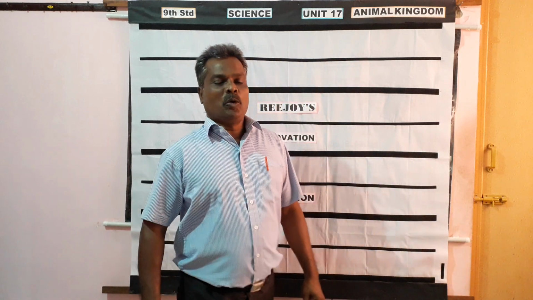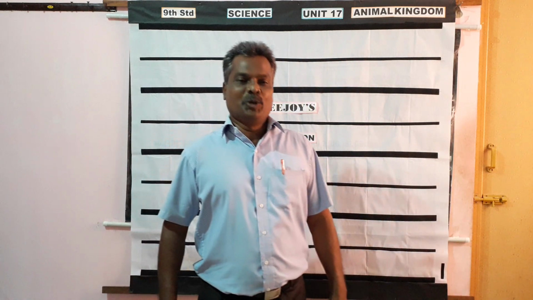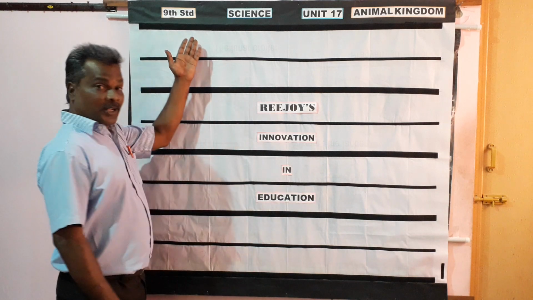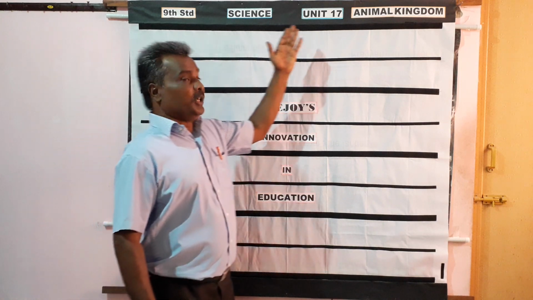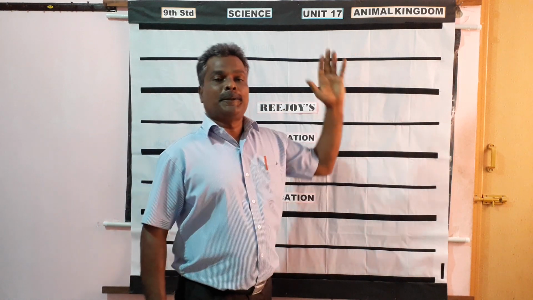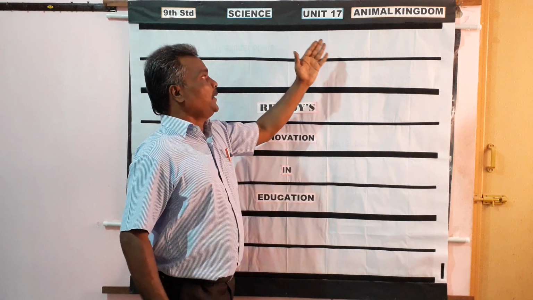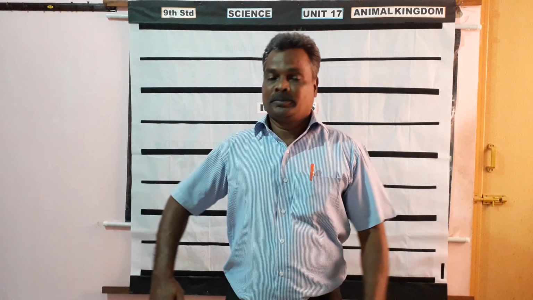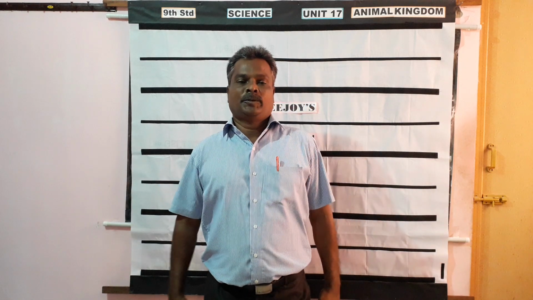Okay, now in this learning session, we are going to learn about 9th standard science, Unit 17, Animal Kingdom. In our world, there are 1.5 million living organisms identified. Please make a note of it.